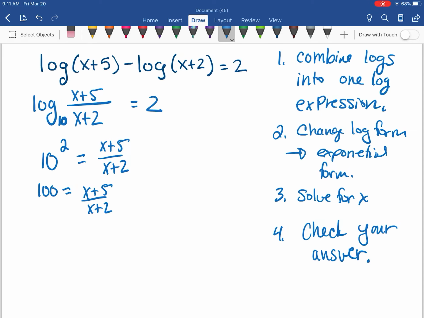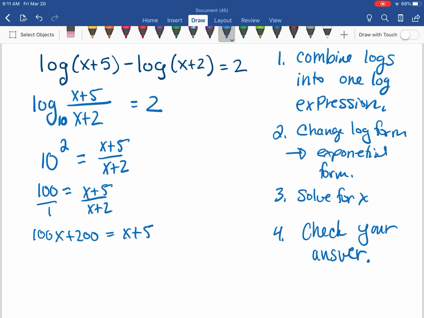So now I have to solve that for x. So I'm going to cross multiply, or you can clear the fractions, whichever way you prefer to do it. You'll end up with the same thing. If I cross multiply, I'm going to get 100 times x plus 2, which gives me 100x plus 200 is equal to x plus 5.